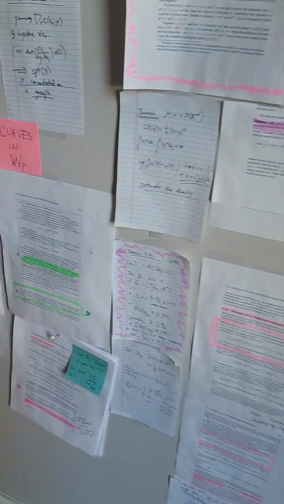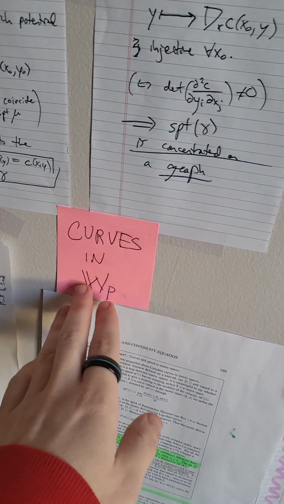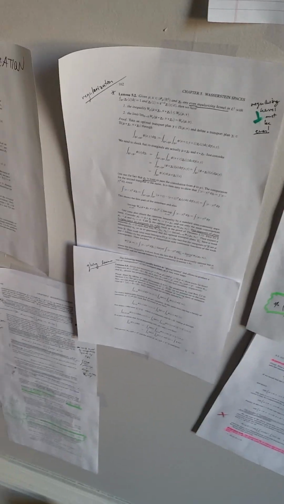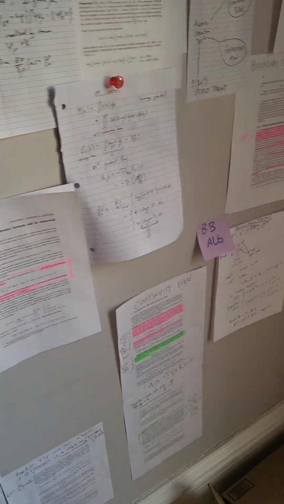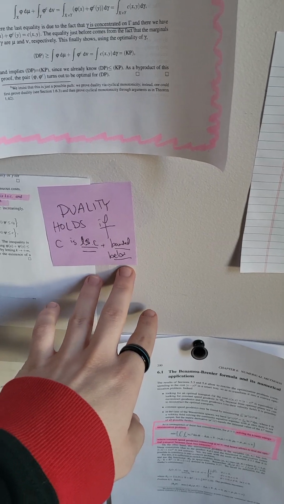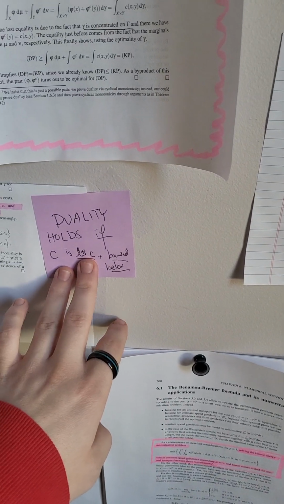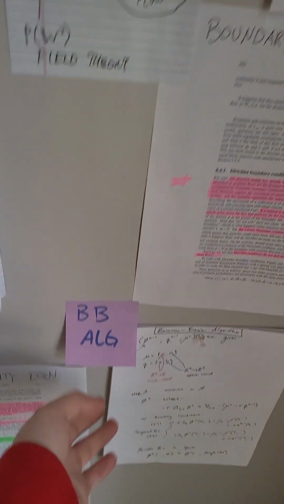Now, if we go over here, this is an earlier topic. I have some more stuff on curves in the Wasserstein space. Of course, these are the curves in probability measure space. And then we have some further notes on the duality, and some notes on the Benamou-Brenier algorithm. Oh, and sometimes I take handwritten notes and post them up here as well.